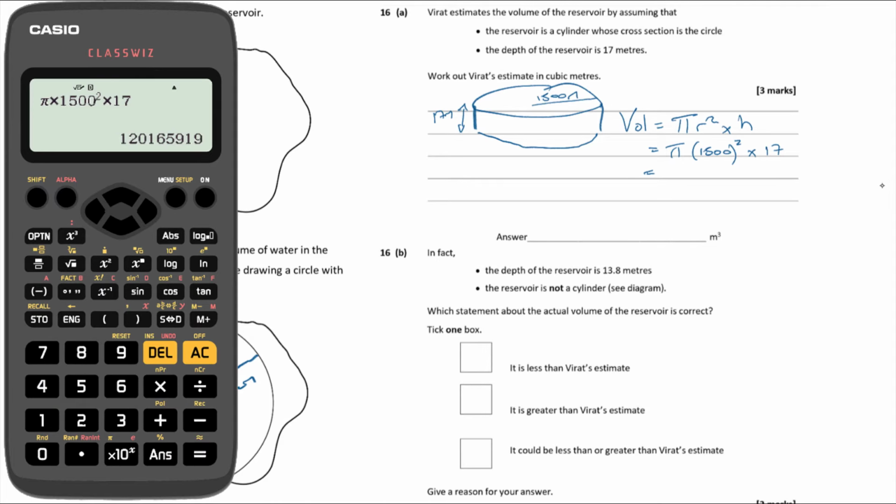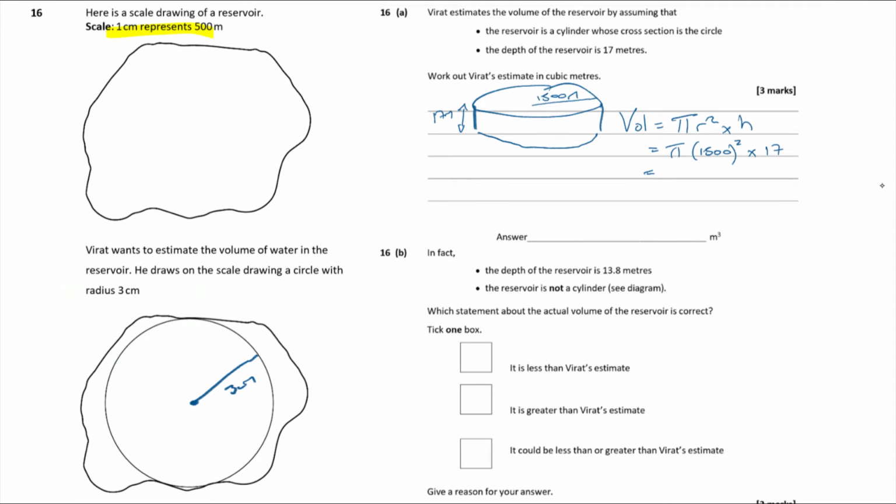What even is that? How many digits have I got there? I make that 120 million. Okay, so to three significant figures, and I don't really need to do it any more than three significant figures, I'm going to say that's equal to 120 million cubic meters. Okay, that's a lot of water.